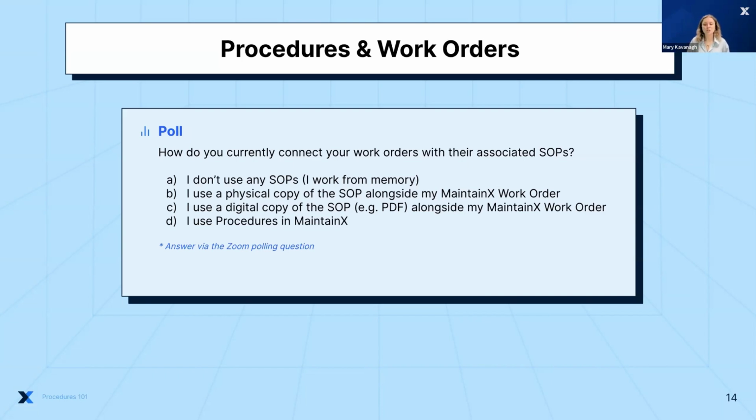Thirdly, I use a digital copy of the SOP, for example, a PDF alongside my MaintainX work order. That could be in separate systems, or it could be a PDF attached to your MaintainX work order. And fourth option here, I'm a pro, I'm using procedures within MaintainX.